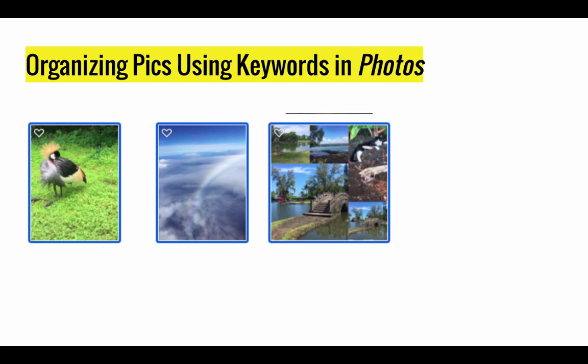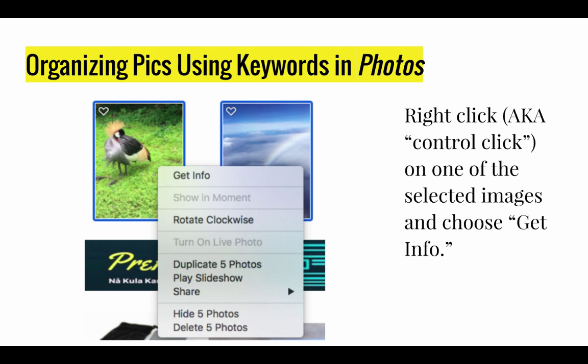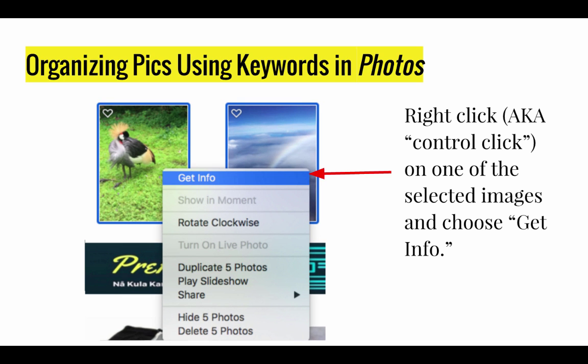Another excellent way to organize your pictures in the Photos app is by adding keywords to pictures. Here, I have selected pictures to which I want to add keywords. You can select multiple pictures by holding down the Command key and clicking on the various pictures you want to tag with keywords. The selected pictures will be highlighted with a blue box. Now to add a keyword to your selected images, right-click one of the pictures, also called control-click or secondary click in Mac terms. Then select Get Info.